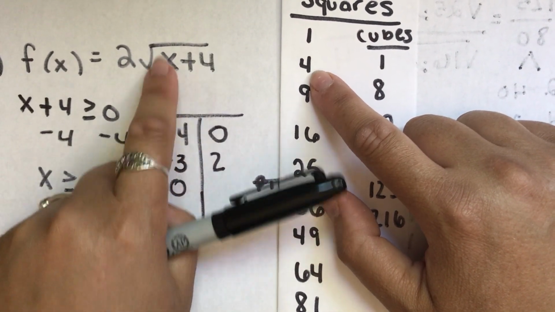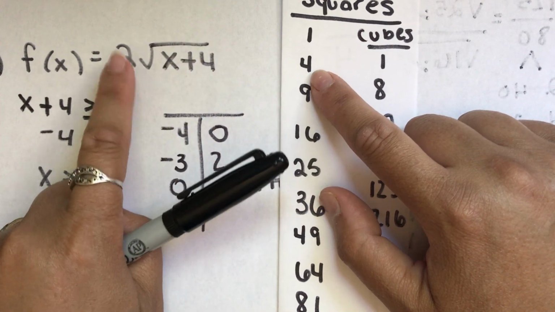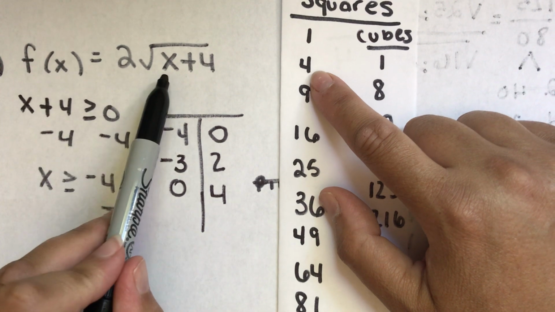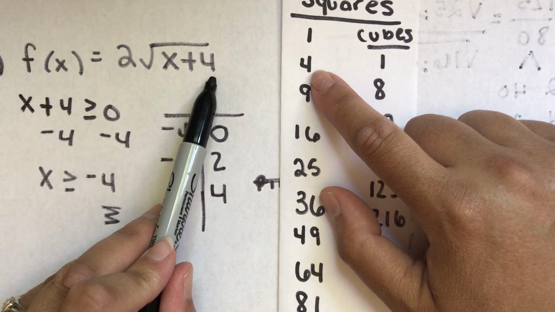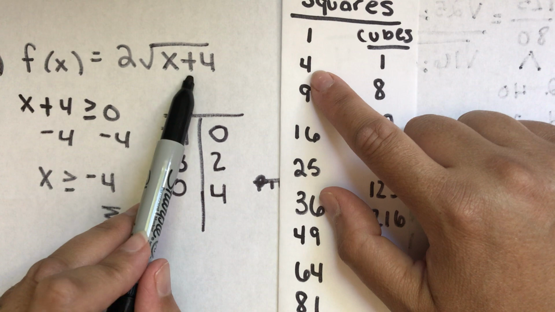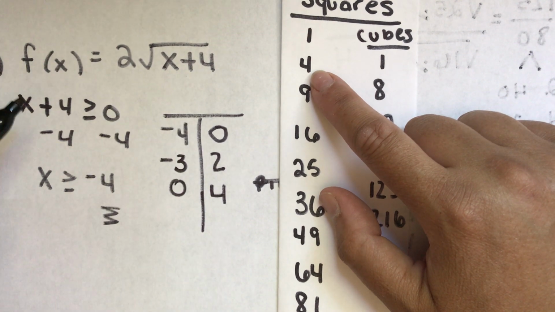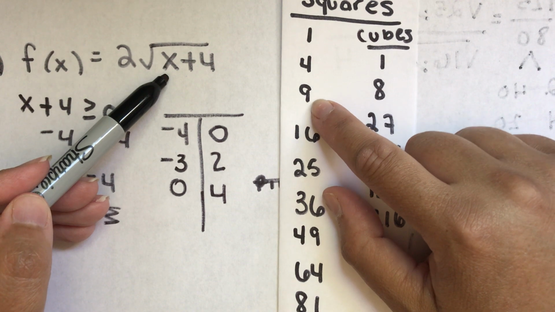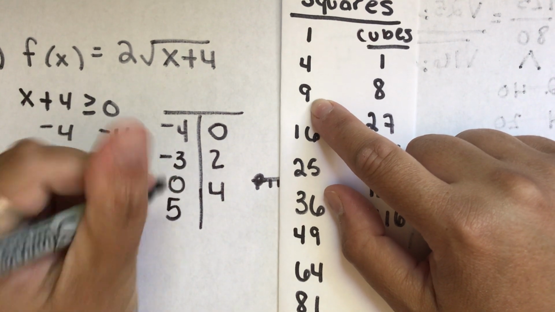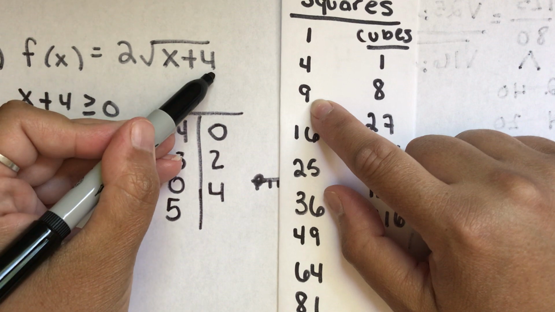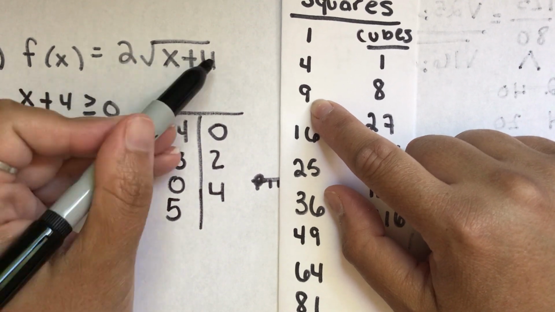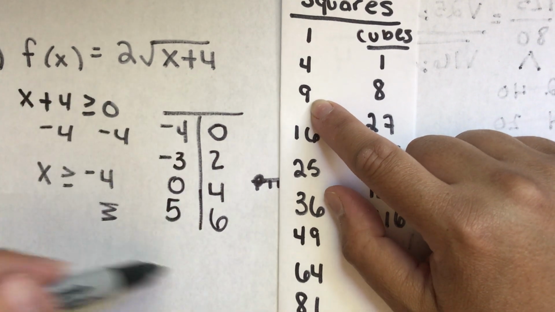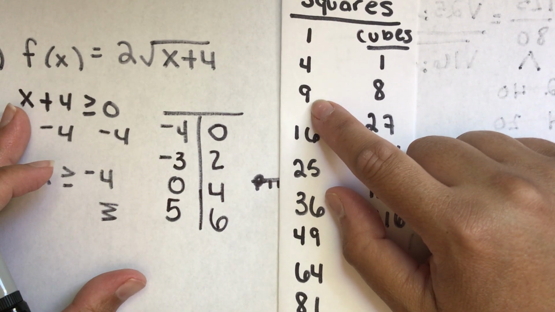The square root of 4 is 2, and the 2 on the outside with the 2 next to it becomes 4. So I'll do that one more time. 0 plus 4 is 4. The square root of 4 is 2, and 2 times 2 happens to be 4. And then the last one, what would I plug in here so that I end up with a 9 underneath? Well, 5 plus 4 is 9. The square root of 9 is 3, and 3 times 2 happens to be 6. And those would be my 4 numbers that I could then plot and graph.